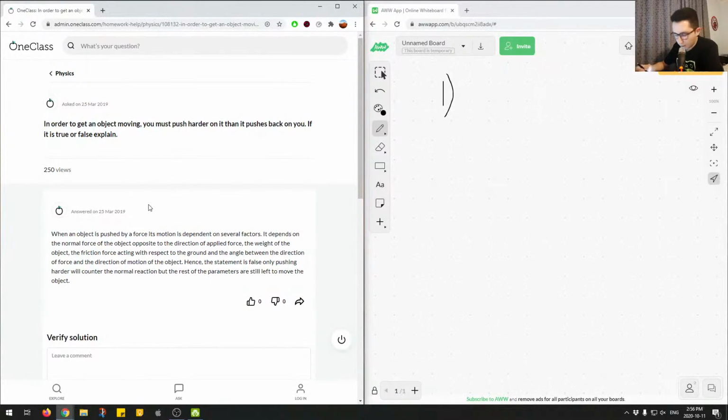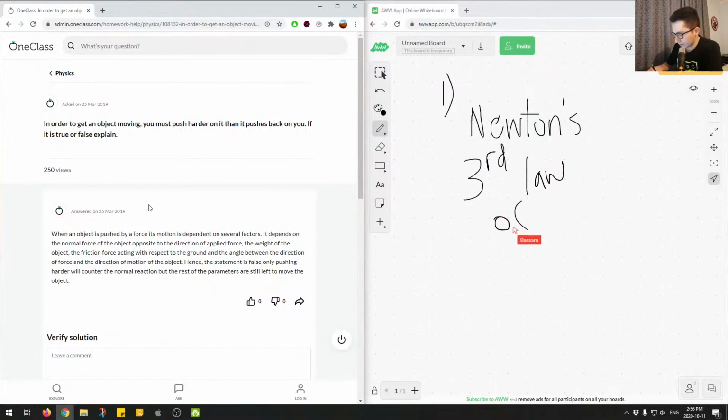The main point to understand here is Newton's third law of motion. So write that down. Newton's third law of motion. And this states for every action force, there's an equal and opposite reaction force. So equal meaning the same magnitude, opposite is just the opposite direction.